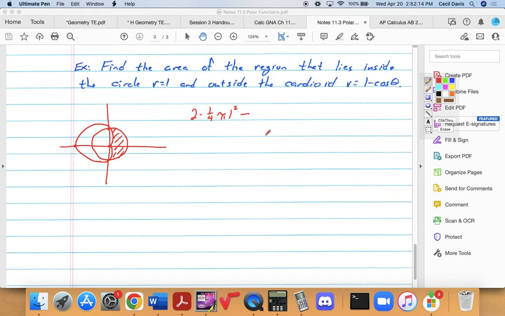Minus the part that's inside the cardioid that I'm not getting to shade in. So minus 1/2 of the integral from 0 to pi over 2 of 1 minus cosine theta d theta, but then I'm going to multiply that times 2 because I need the bottom one also.